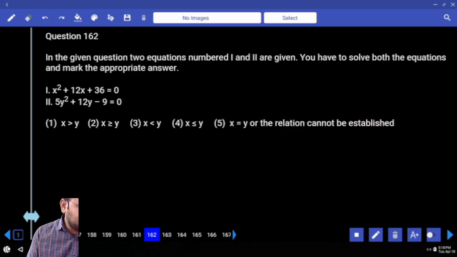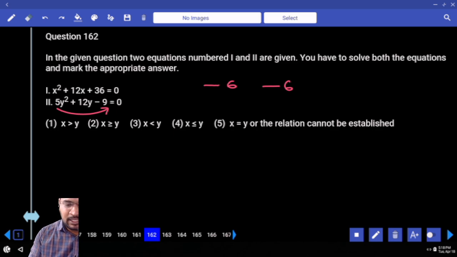So what are the possibilities? 6 to 6, that is x plus 6 whole square directly. Minus 6 minus 6. Next one. This 5 comes to this side, 45 now. So what are the possibilities? 15 3 plus 15 minus 3. It comes outside minus 15 by 5, which is nothing but minus 3. Next minus 3 by 5 plus 3 by 5.